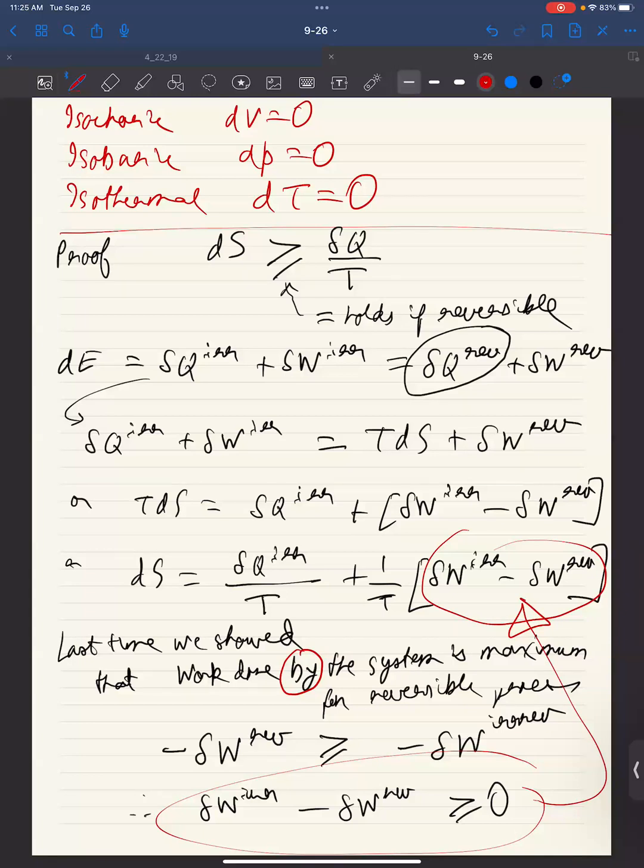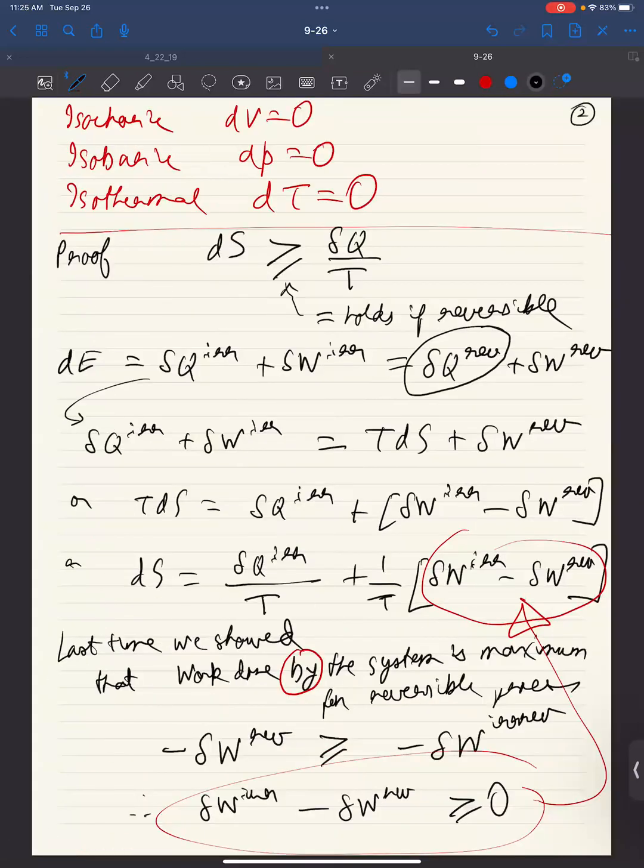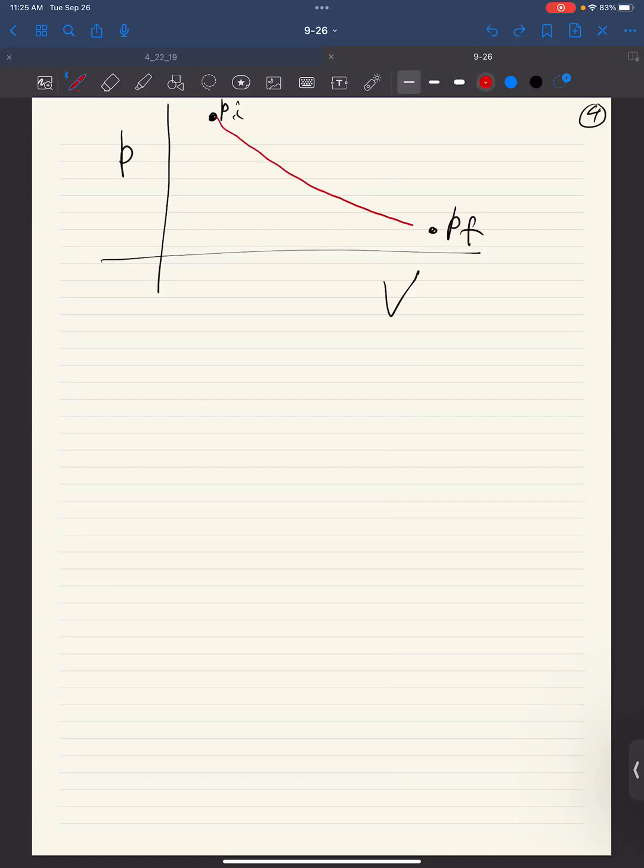Okay. How did we prove that minus delta W reversible is more than or equal to minus delta W irreversible? I will just sketch the proof. That's page number 3. We looked at a PV diagram, and we had gas at a certain configuration, Pi, and it had to go to a certain configuration, Pf. And in one way, we allowed it to go very gently, reversibly, from Pi to Pf.